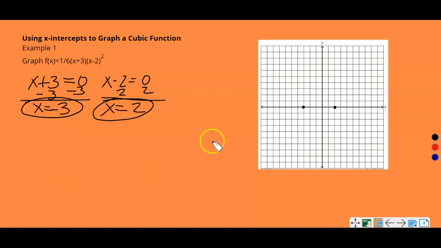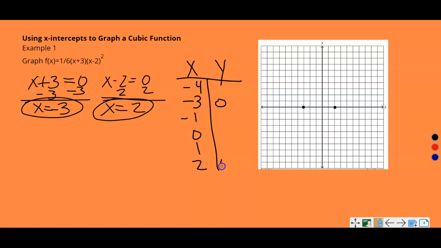All right, so we can't graph a cubic function with only 2 points. So let's make a table of values and see if we can come up with some more points. So we do want to choose a point to the left of negative 3. Let's put negative 3 on here because we already know it's on the graph. So let's choose, let's say negative 4 and negative 1, 0, 1. We already know 2. 2 is 0 as well. And then let's choose one on the other side, maybe 3.